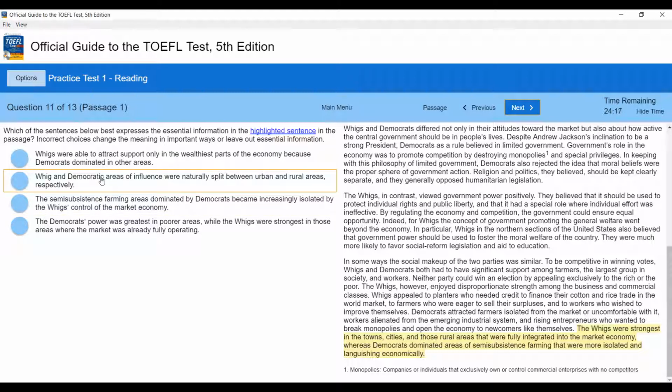I think the Whig and Democrat areas of influence were naturally split between urban and rural areas. Here it's partially correct. No, actually, it's wrong, because the Whigs were in urban areas and rural areas. So this is messing up the information. That's not correct. Okay.